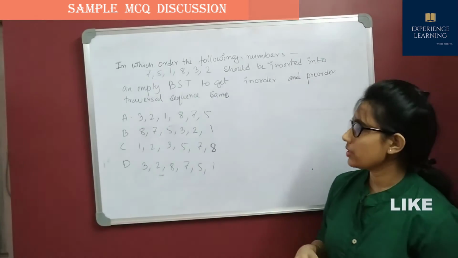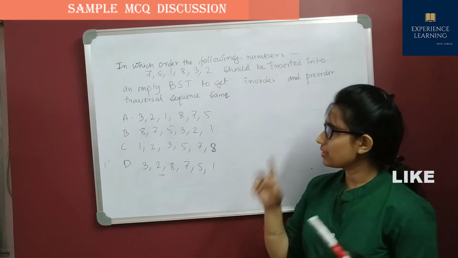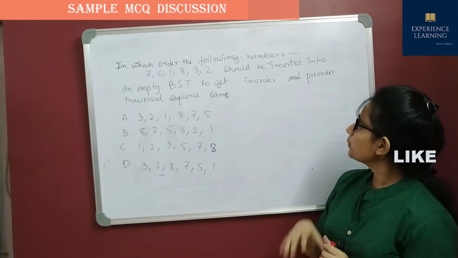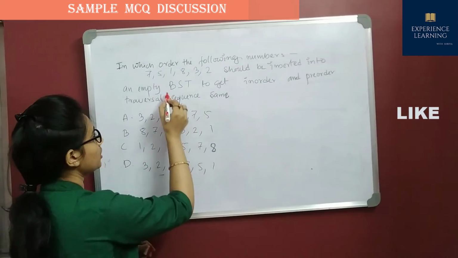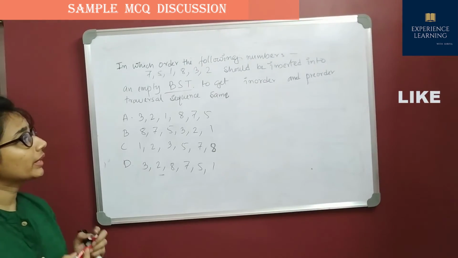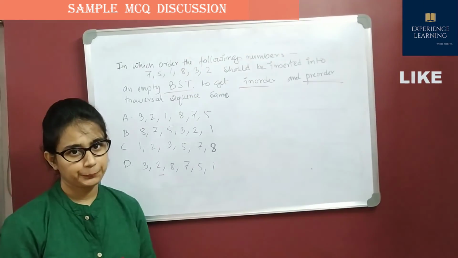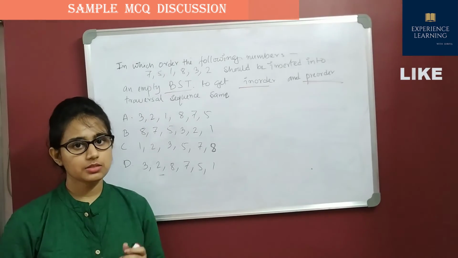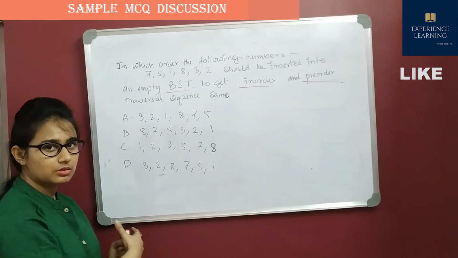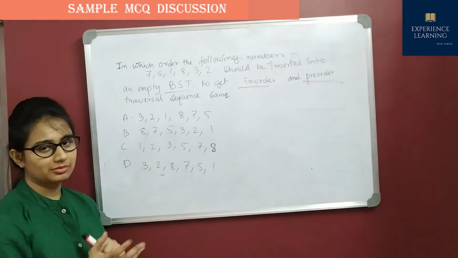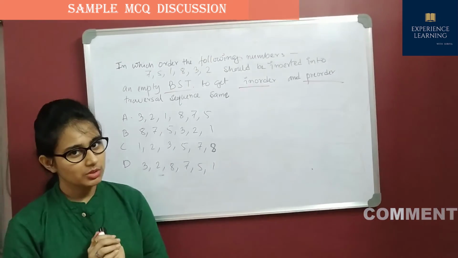Okay, so here the question is given that in which order the following numbers, 7, 5, 1, 8, 3, 2, should be inserted into an empty binary search tree, BST, to get in-order and pre-order traversal sequence same. In this type of question, maybe you are thinking that you have to do trial and error, then decide which will be the right answer. I think no need to do this.